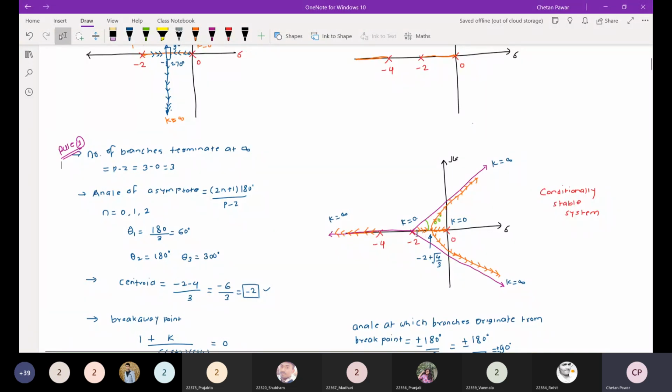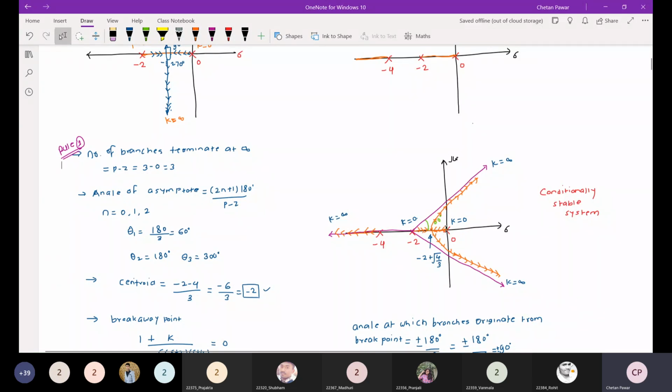So here you can see the asymptotes are starting from -2. The color you are seeing now is the asymptotes, and the root locus is shown by the orange color. Then you can see one asymptote has an angle of 180 degrees, another asymptote has 60 degrees, and this asymptote has 300 degrees. Okay, and the centroid is at -2 and the breakpoint is at -2 plus square root of 4/3, this point.